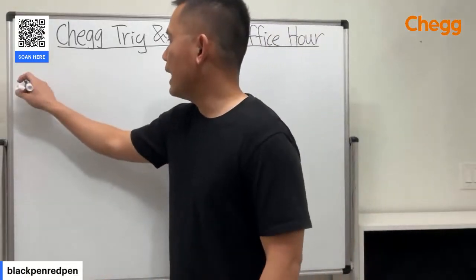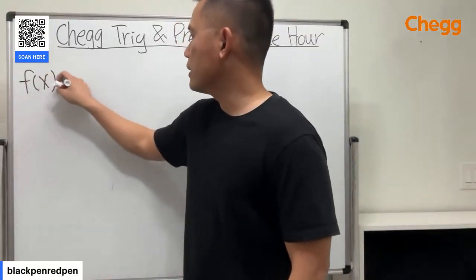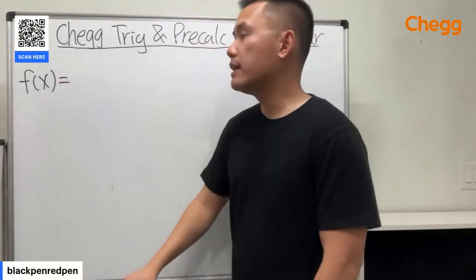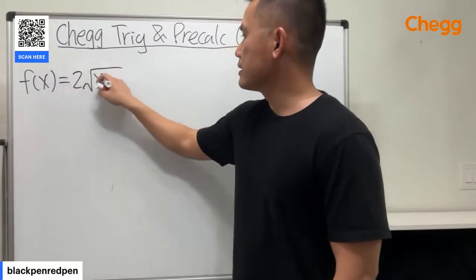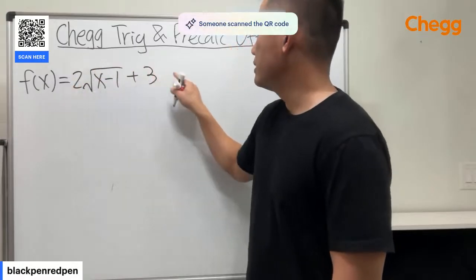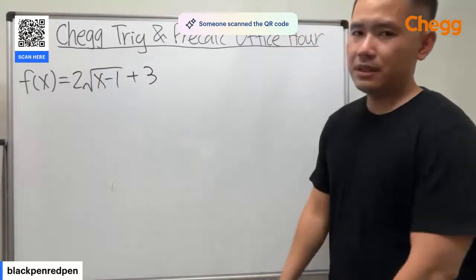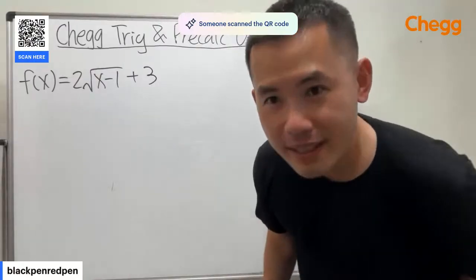So let's say we have a square root function. Let's do this right here. Let's say we have 2 square root of x minus 1 plus 3, something like that. Let's keep it simple.